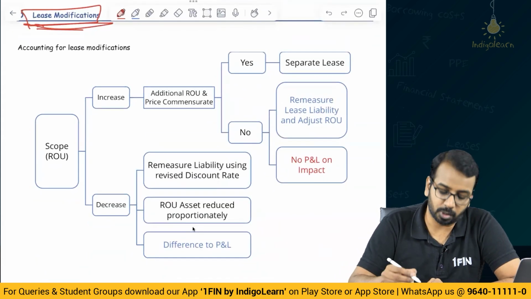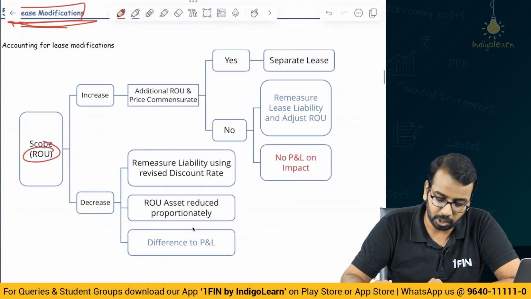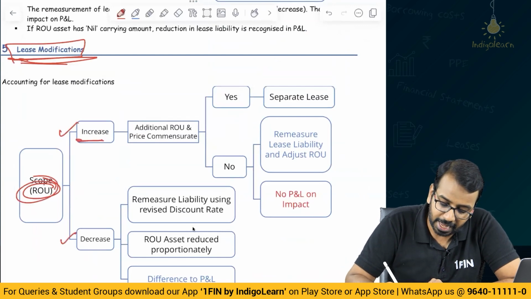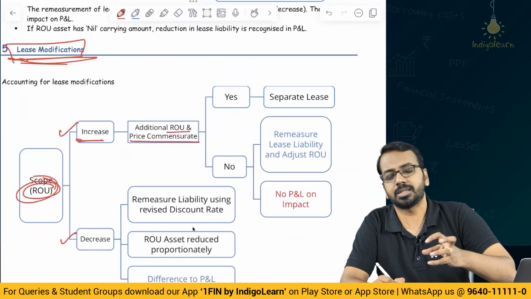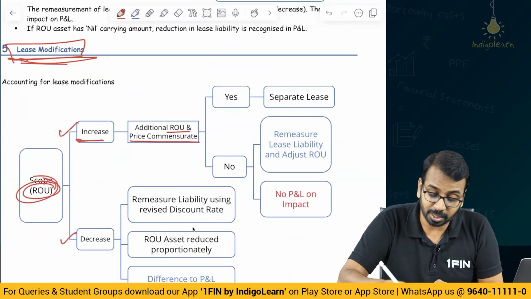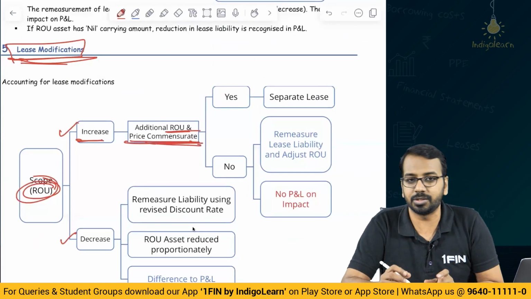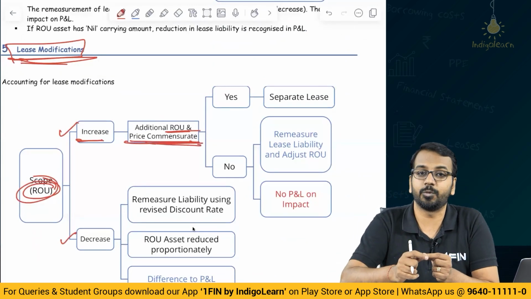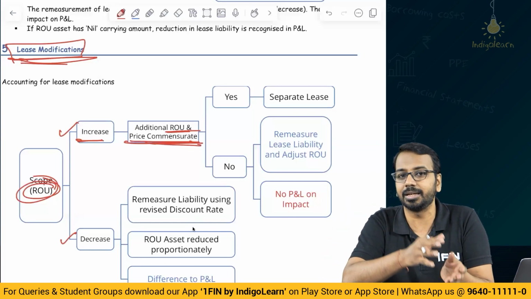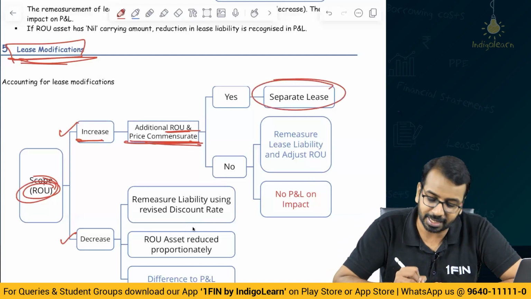Now whenever we talk about lease modification, the first one is based on right of use asset, the second one is based on the term. Now if it is based on right of use asset, there can be an increase, there can be a decrease. If there is an increase and the additional ROU and price are commensurate, say for example initially I had 1000 SFT, now I have added 500 more SFT. Now that extra price of 500 SFT and that extra asset that I am taking on rent, are they commensurate? Commensurate means are they in line with market prices? The increase in scope and the amount that you are paying, are they commensurate in terms of market prices? Then in that case you will treat that as a separate lease.